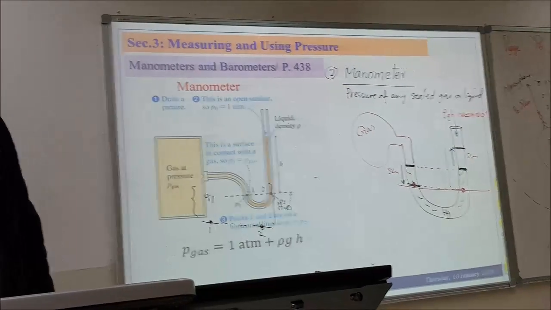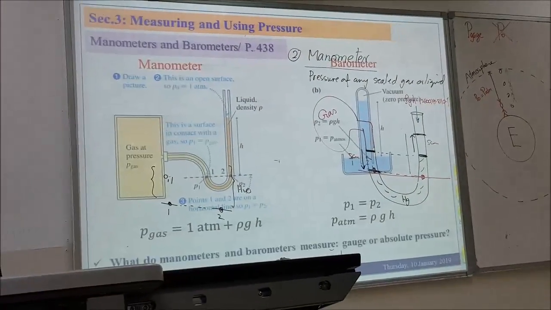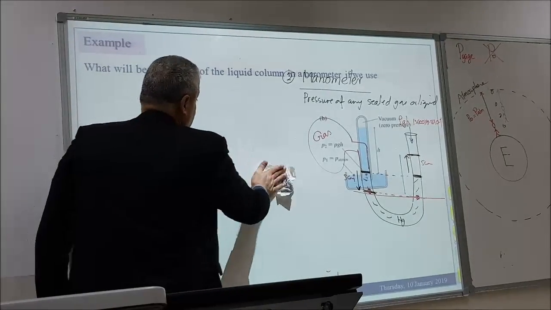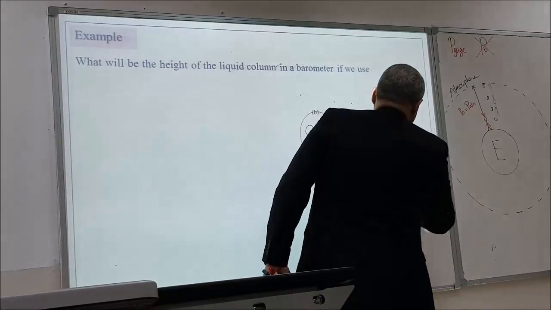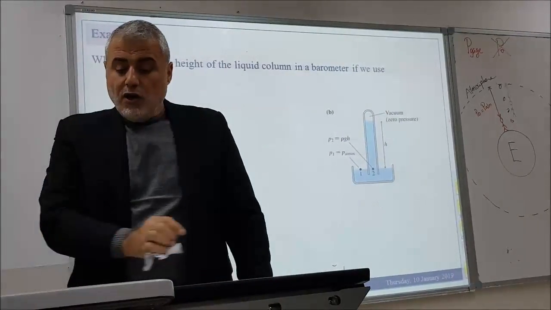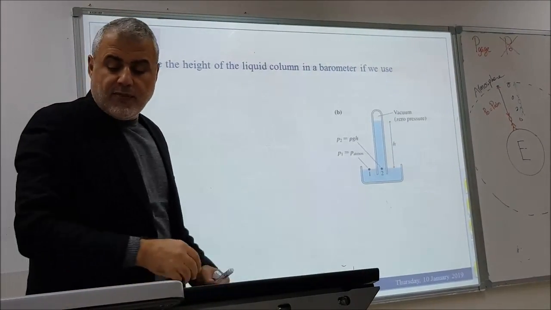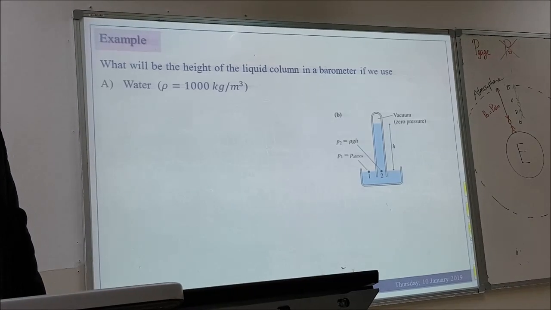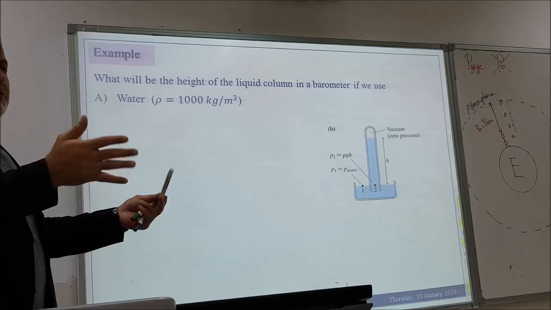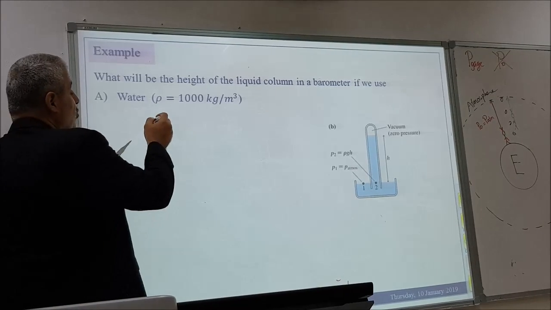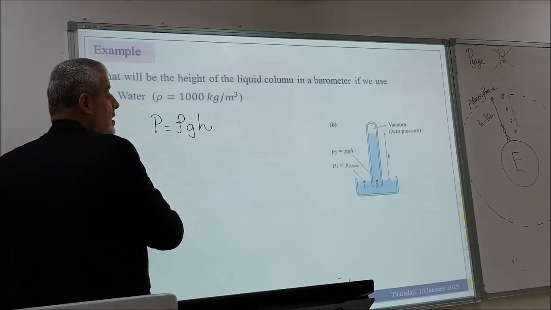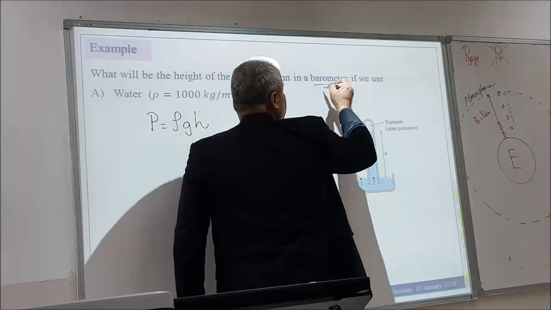Let's see now. We need to solve some problems now. This is simple. At least we need to finish all. What will be the height of a liquid column in a barometer if we use water of density 1000? Let's calculate it. We know that P is equal to rho g h.